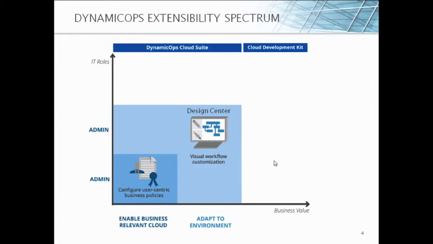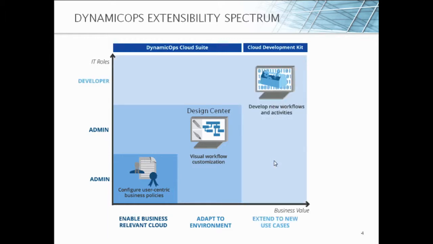The next level of extensibility is with our Design Center. It's a visual workflow editor that allows you to drag and drop activities and augment our out-of-the-box processes. The next level of capabilities is our DynamicOps Cloud Development Center. And this allows you to extend our cloud automation solution to new use cases that we haven't thought of. This tool is targeted at a developer. So let's look at a few of these in more detail.